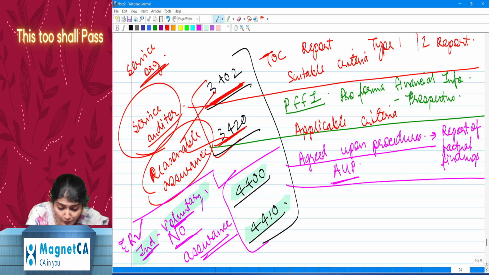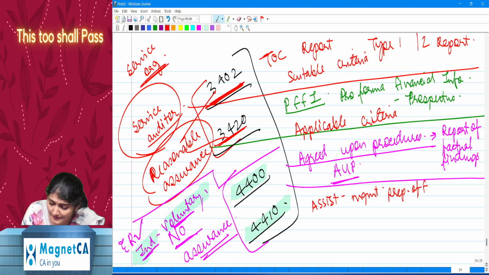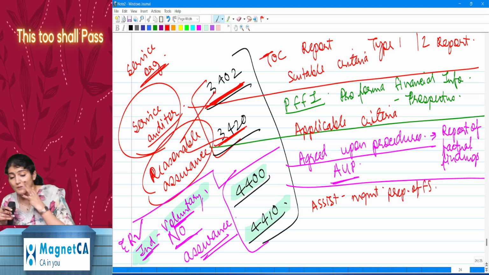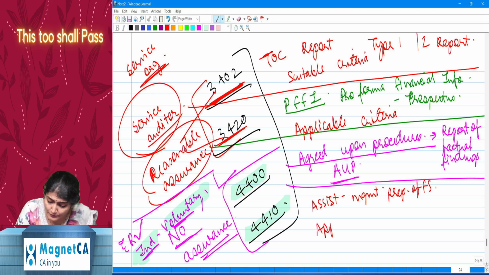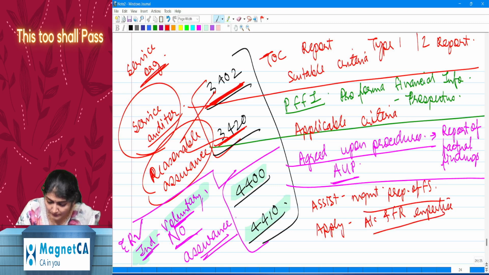And in 4410, you are appointed to assist the management in the preparation of financial statements. Generally, what do we say? Preparation of financial statements, whose responsibility? Management. But here we are going to assist the management in the preparation of financial statements by applying our accounting and financial reporting expertise. What is the report called? Accountant's report on the compilation of unaudited financial statements.